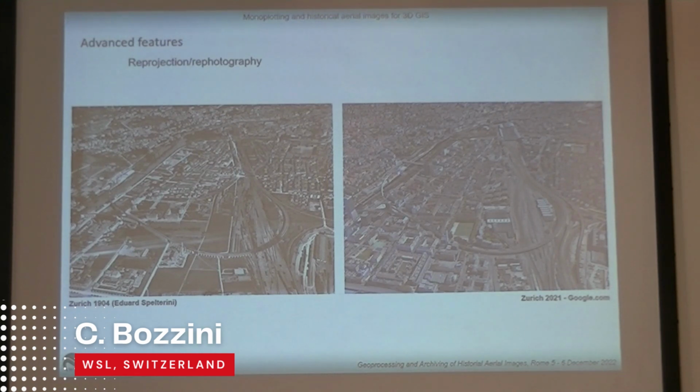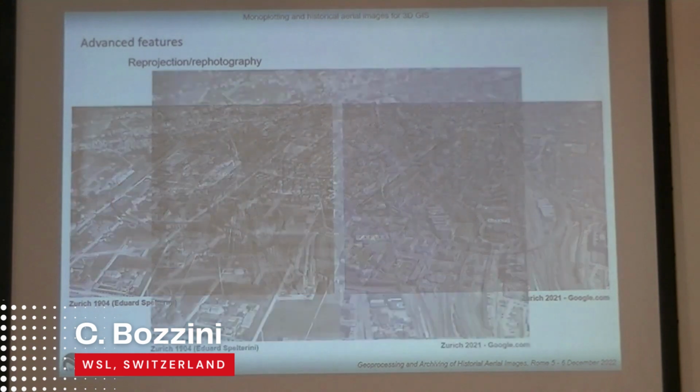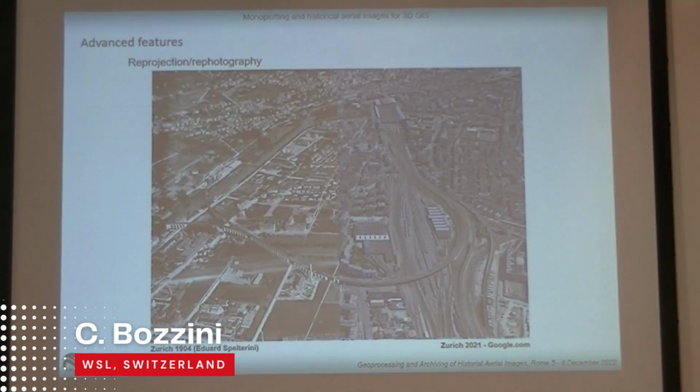So the simplest, the most important for me, the cheapest solution was to simulate a today photograph with a Google Earth image. And the reprojection feature of monoplotting allows two images to be superimposed pixel by pixel, obtaining two images with the same dimension and almost perfectly coincident.